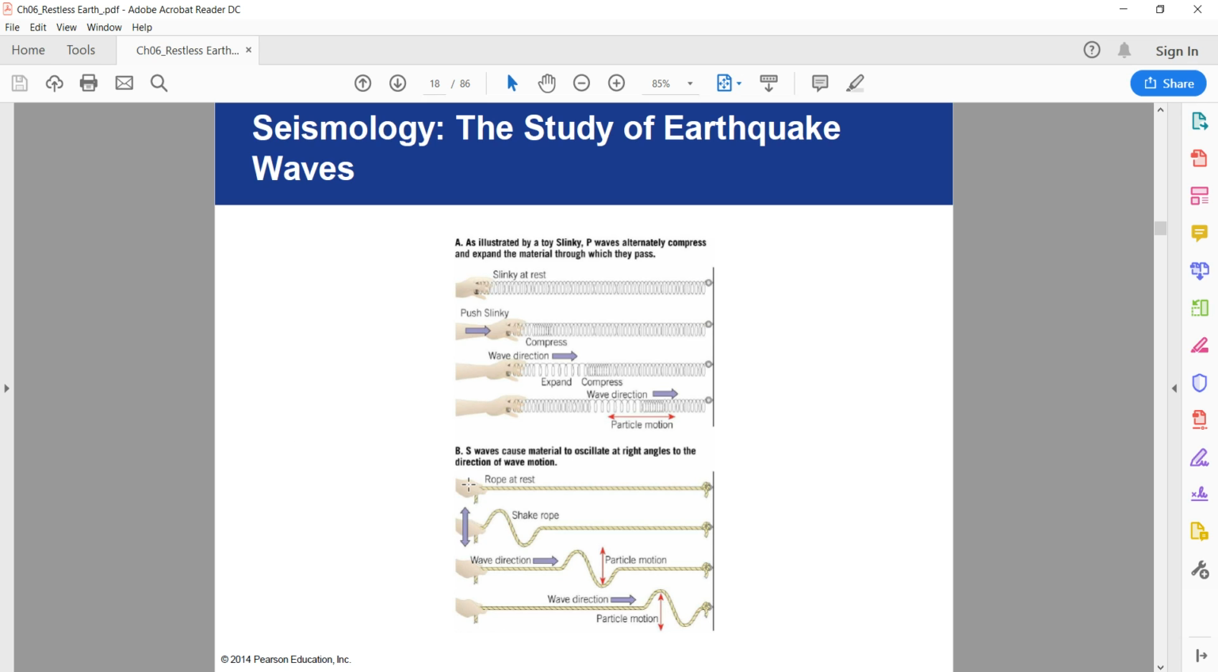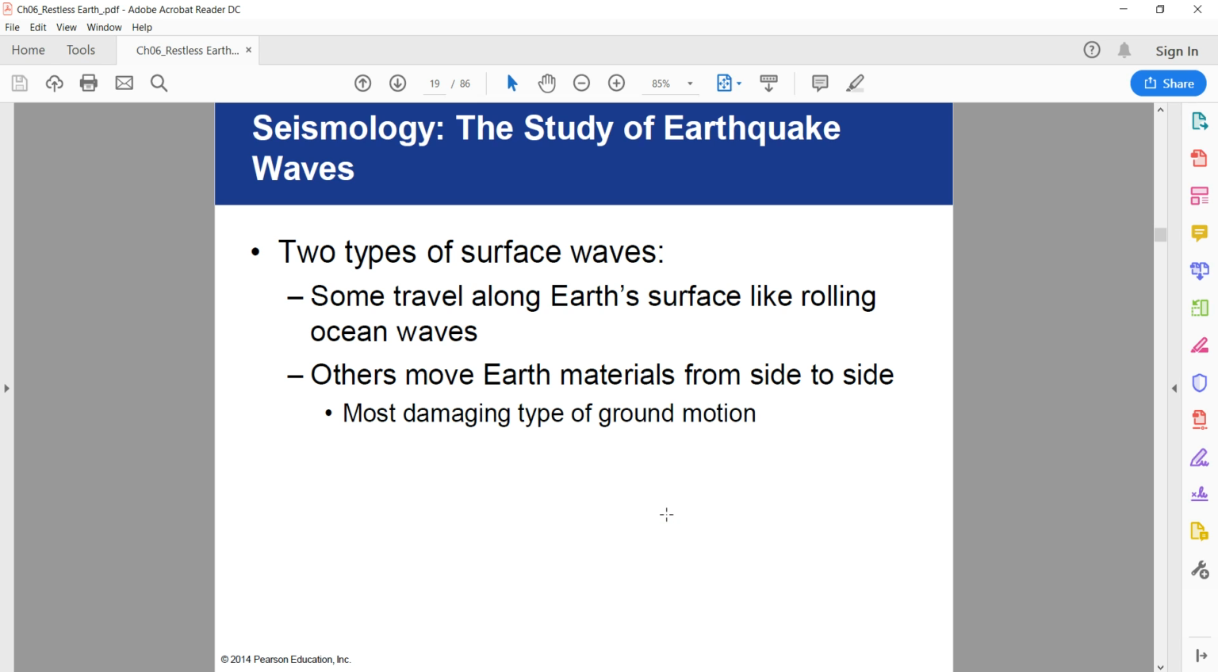On the other hand, S waves have more of a wave-like motion. If you are holding a rope and you wave it in the vertical direction, it will create this wave-like motion. So this is how the S wave travels.